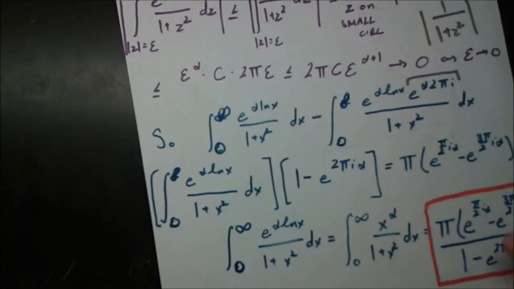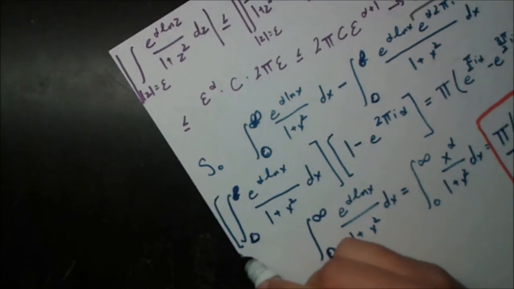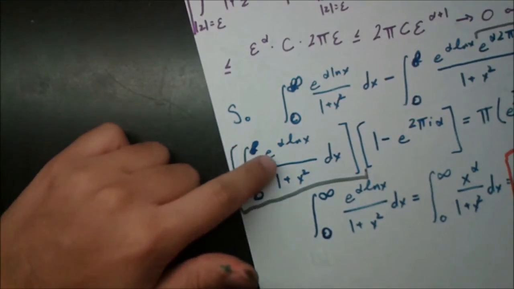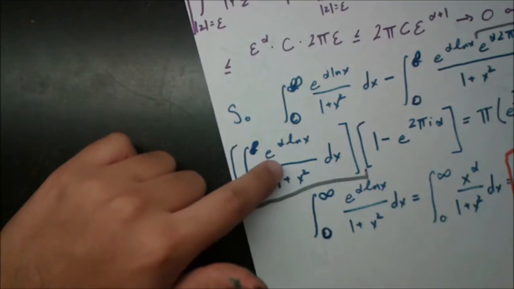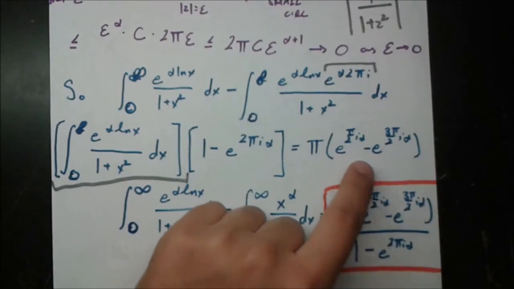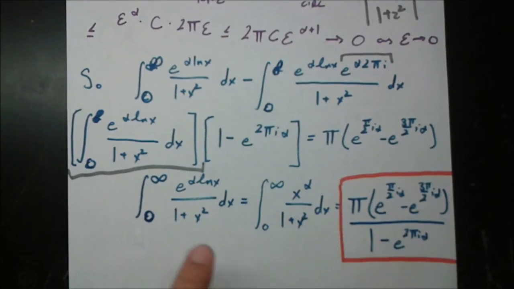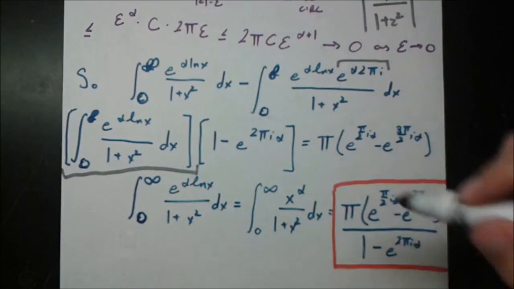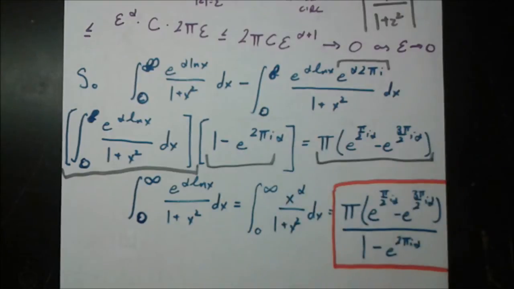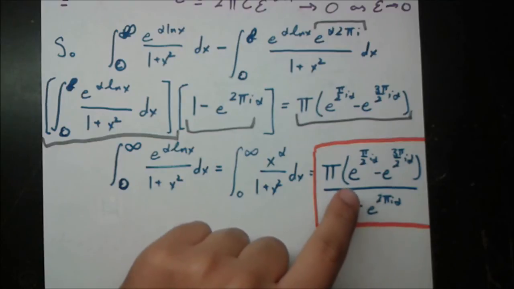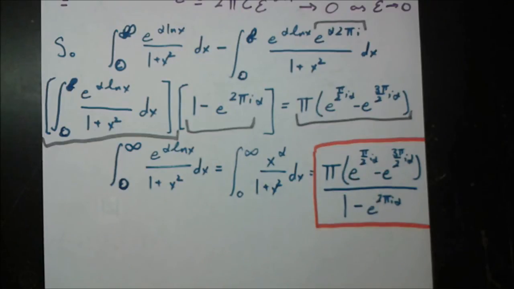So now after all that work, let's notice something. This right here is the integral we want, right? We want the integral from 0 to infinity of e to the alpha natural log x, which is really x to the alpha, over 1 plus x squared dx. So all we have to do now is take this right here and divide it by that, which I've done right here. So I cleaned it up, put it back into its original form, and we take this quantity, divide it by this new quantity, and we have our answer. The answer looks pretty ugly, but it is the answer. It's going to be pi times e to the pi over 2 i alpha minus e to the 3 pi over 2 i alpha, all divided by 1 minus e to the 2 pi i alpha.